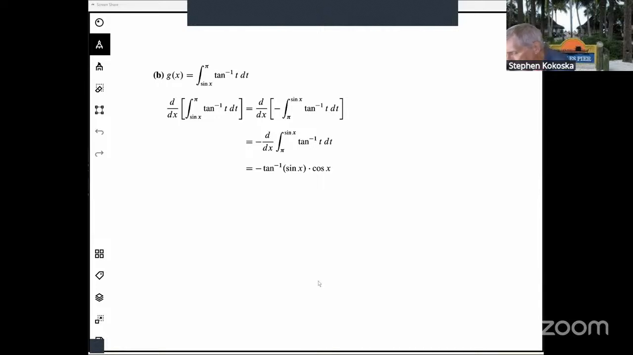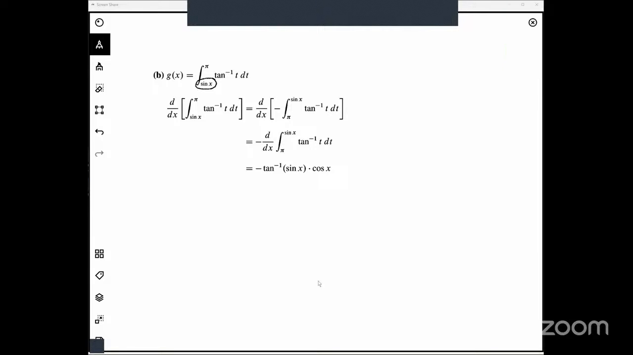All right, how do we attack this one? This time I've got a definite integral from sine of x to pi of the tangent inverse of t dt. So this time my function of x, and not just plain x, is the lower bound. In order to do this one, I've got to use a property of integrals. Remember that one, Curtis? When I flip the bounds, there's a negative sign out in front.